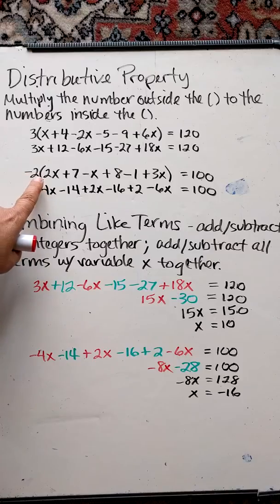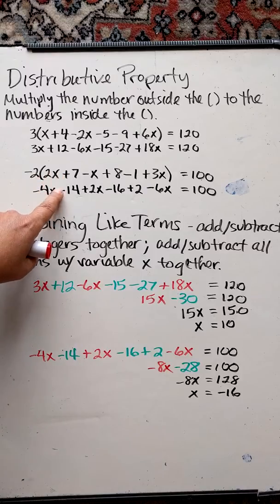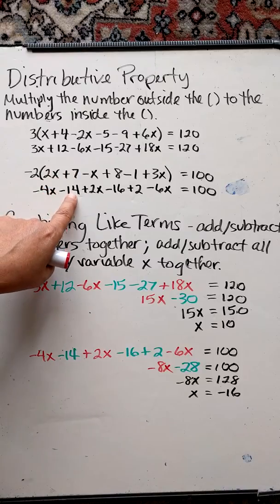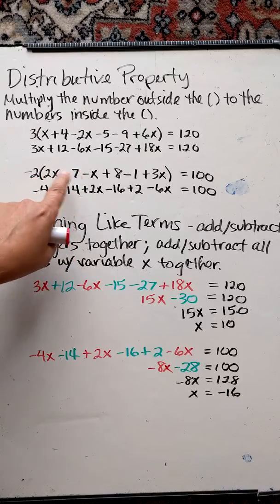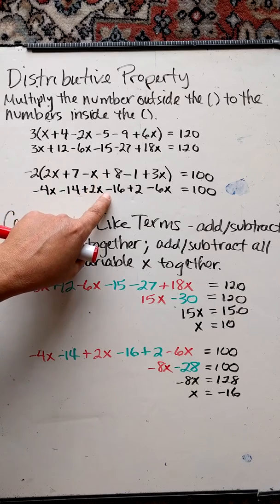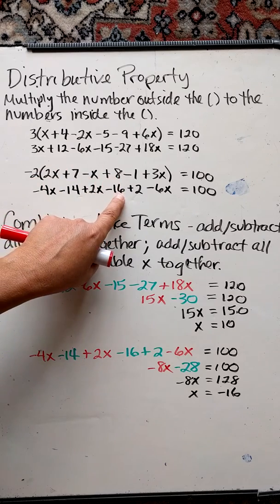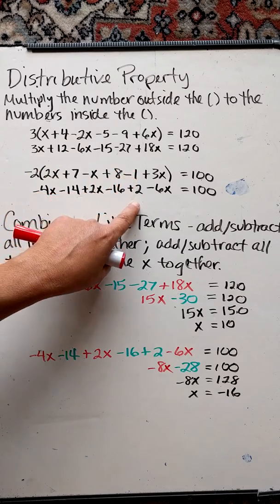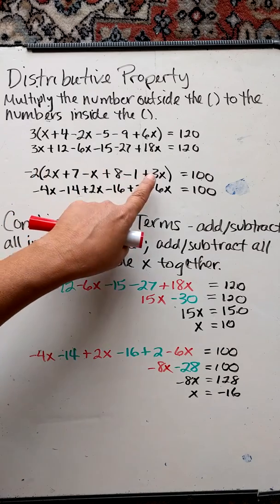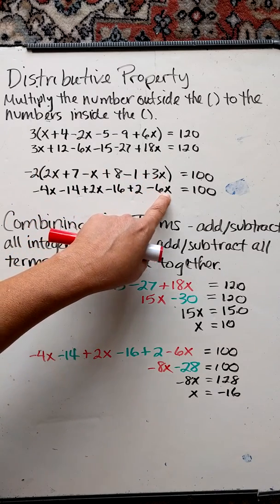The first term is going to be the one that you have to really be careful of, because this is a plus 2x and we have to turn it into a -4x. So -2 times 2x is going to be a -4x, and then I'm going to flip the sign. 2 times 7 is 14. I flip the sign. 2 times x is 2x. I flip the sign. 2 times 8 is 16. I flip the sign. 2 times 1 is 2. Flip the sign. 2 times 3x is 6x, and then equals 100.